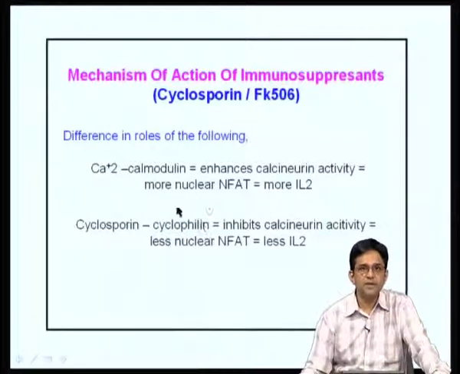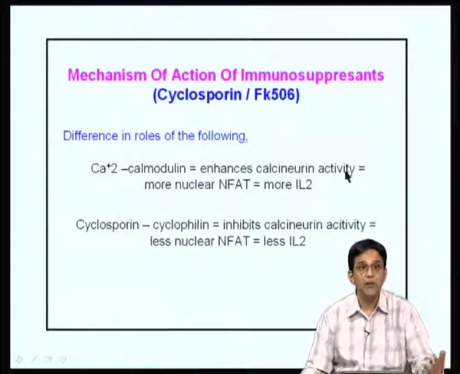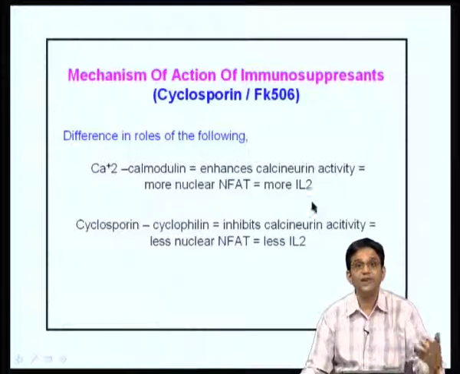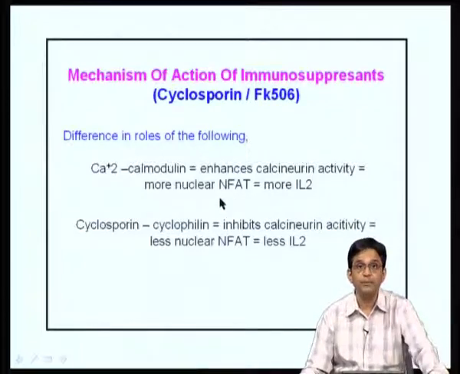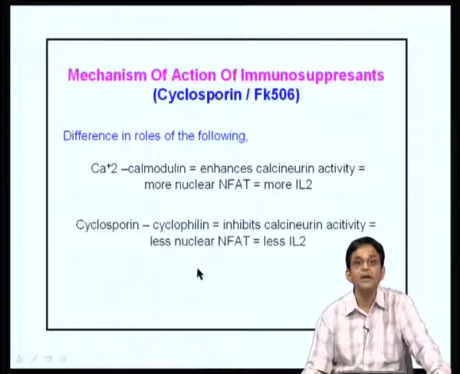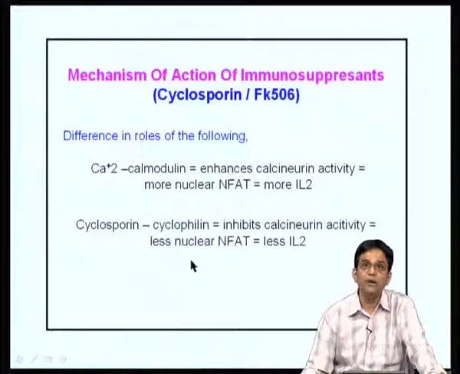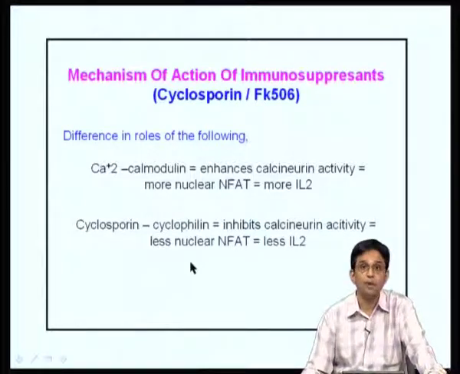So, this is what is shown. You have calcium, calmodulin, it enhances calcineurin activity. So, you have more phosphatase activity, resulting in more translocation of the cytosolic NFAT into the nucleus. So, you have more nuclear NFAT. Therefore, you have more IL-2. Now, what happens when you have the cyclosporine cyclophilin complex, this inhibits calcineurin activity, as a result of which you have less nuclear NFAT, you have less IL-2. So, this is important in terms of the mechanism of cyclosporine action, which is very important.